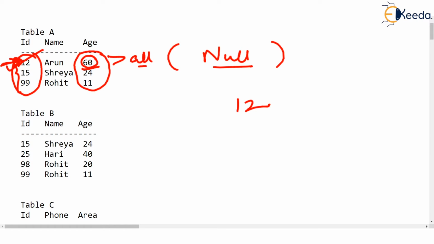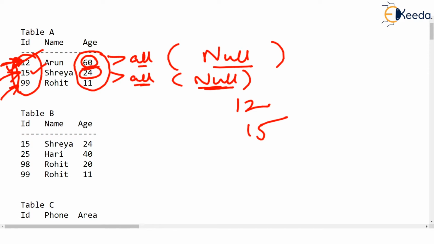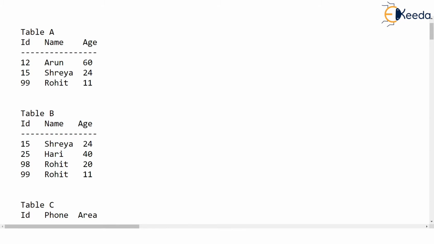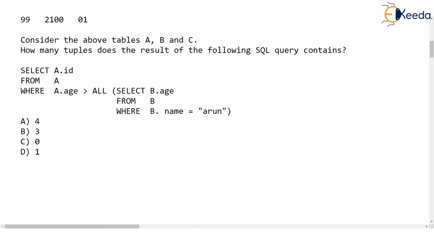Then it will check the second row. That's how the outer query runs for table A. It asks, is this age 24 greater than all the entries returned by the inner relation? But the inner relation is null, and 24 is definitely greater than the empty set. So even 15 will be selected, and 15 and 99 follow the same reasoning. All three entries of table A will be selected. So three tuples will be selected, and the answer to this question is B.